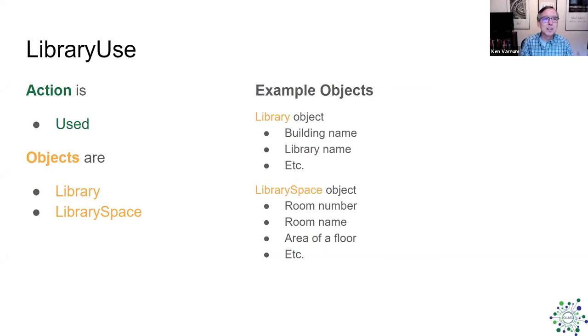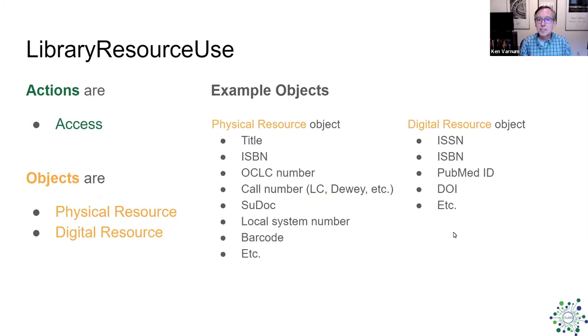For library resource use, on the next slide, the verb we decided was just access. We spent too long debating whether you accessed a book when you pulled it off the shelf. We decided that we weren't going to worry about that after probably too many hours, but we ended up with access as the catch-all verb for all ways that an individual could take advantage of the information contained in something the library provided. And then we tried to keep it relatively simple and broke the world down into physical resources and digital resources, each of which could come with all sorts of optional decorations, optional identifiers. We suggested a handful that might be most generally useful.